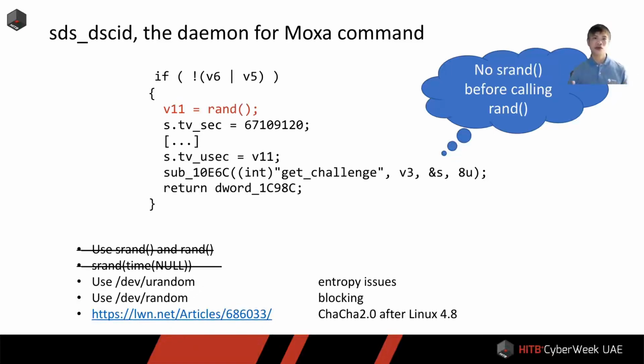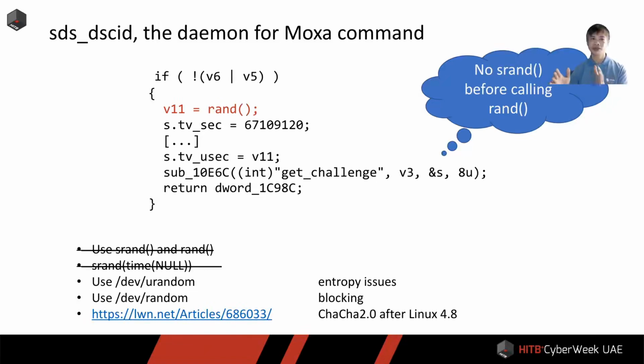And there are several suggested ways to get a random number out of a Linux box. For example, not really recommended is srand(time(NULL)), because the time resolution is limited. If you have a lot of threads doing this srand time at the same time, you get the same seed, and that's not very good.